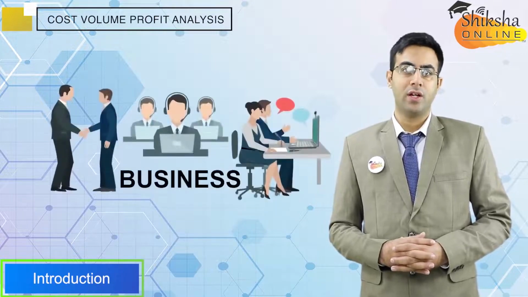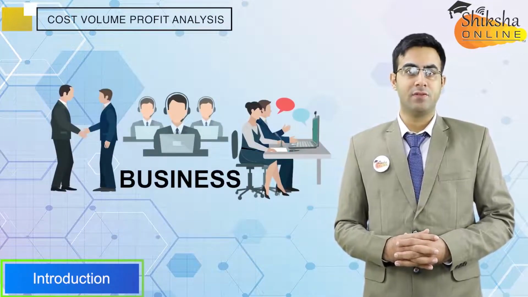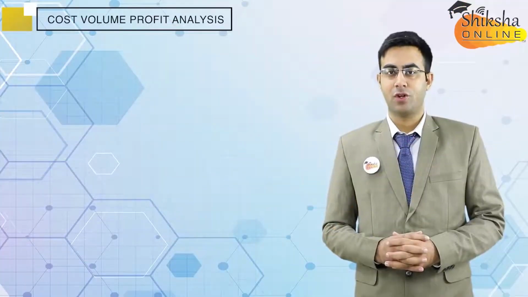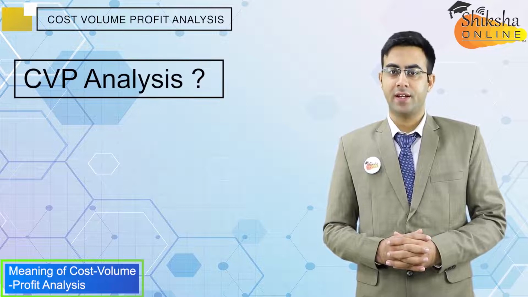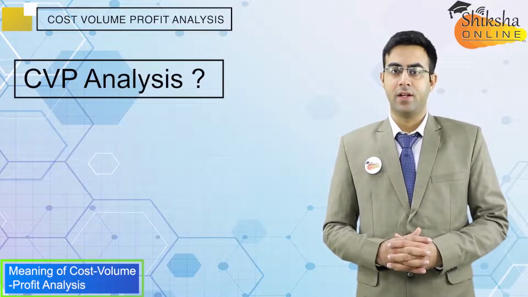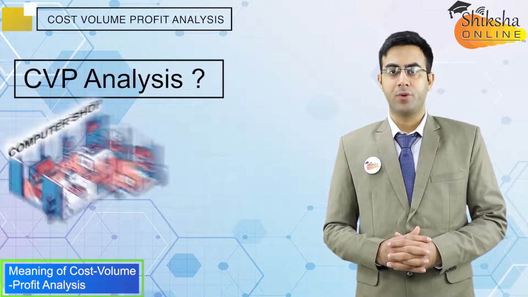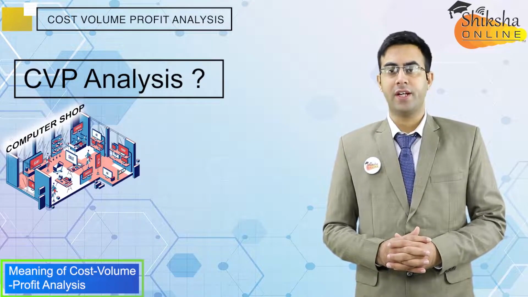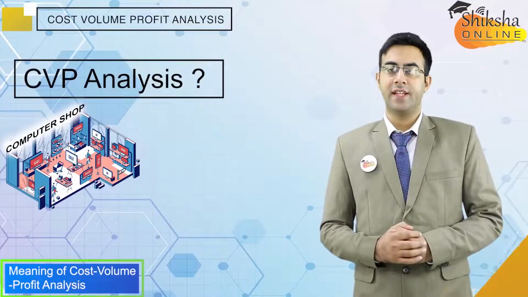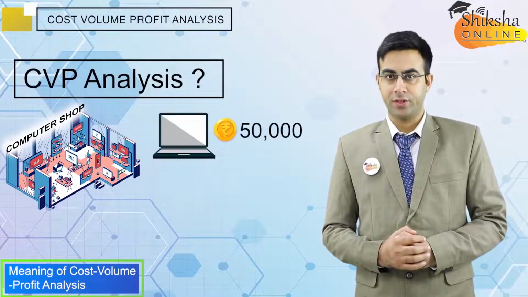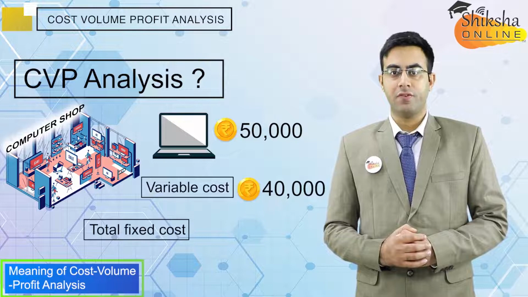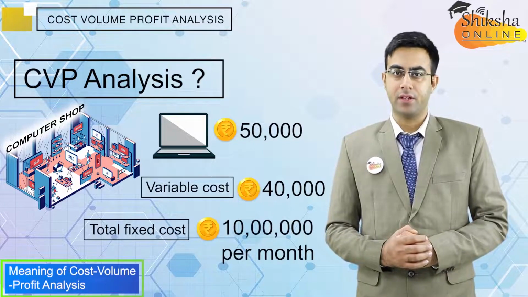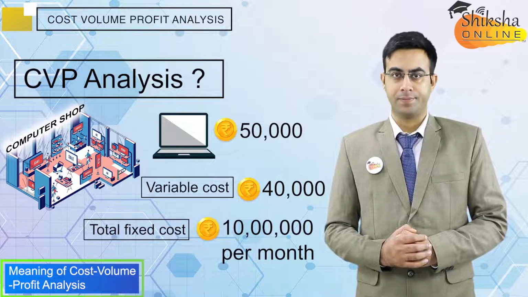This is very much useful, like if you are running any kind of business, then this will be very useful for you. So now let's move to our next topic, that is meaning of cost volume profit analysis. Now let's understand the meaning of CVP analysis with the help of one example. Let's suppose we started a business of computer shop wherein we sell all categories of computers or laptops. The selling price of one laptop is rupees 50,000, variable cost per unit is rupees 40,000 and total fixed cost is rupees 10 lakh per month, that is rent for a shop.